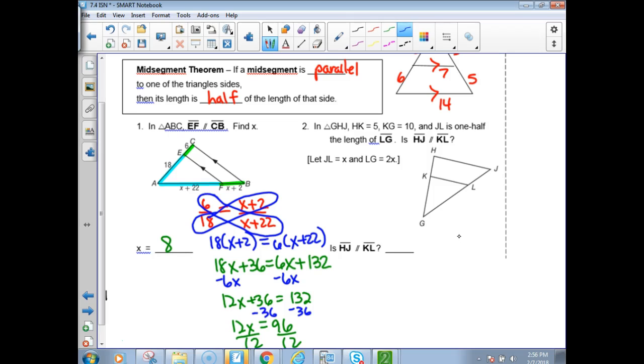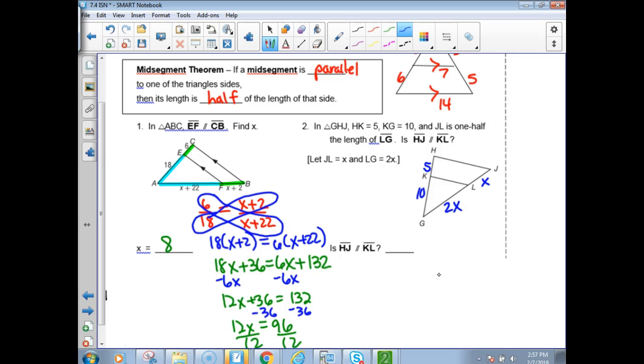Okay, number 2. The example has triangle GHJ with KH being 5, so I'm going to label that. KG is 10, and then it says JL is half of GL, or LG. So the hint was, let's let JL be x and GL be 2x. Why? Well, it said that JL is half of GL, so if GL is 2x, half of 2x is x.